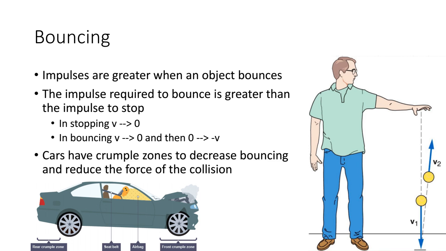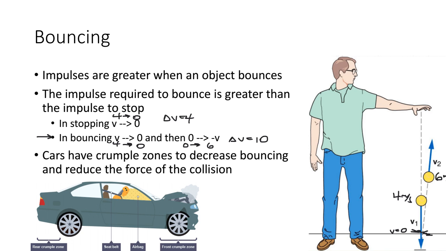So for example, if this guy drops a ball over here at a rate of 4, and it lands right here at this spot, it has a velocity of 0, and then bounces back to 6. In stopping, its velocity would go from 4 to 0, and its change in velocity would be 4. But if it was bouncing, it would go, for example, from 4 to 0, and then backwards from 0 to positive 6. And its change in velocity would be 10. So there's a larger change in velocity if it bounces.